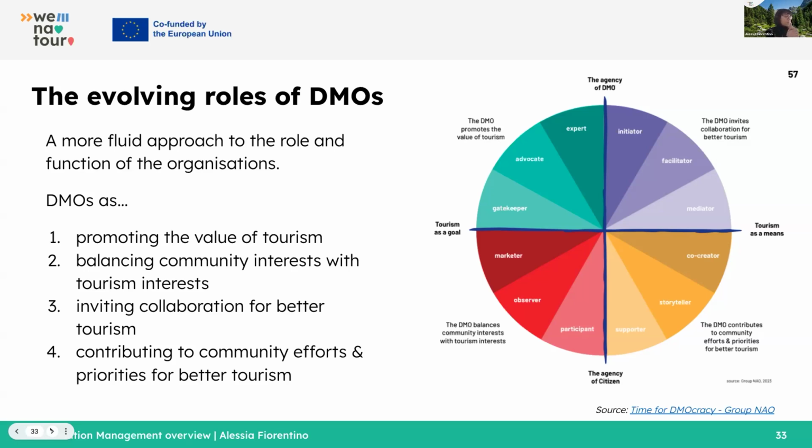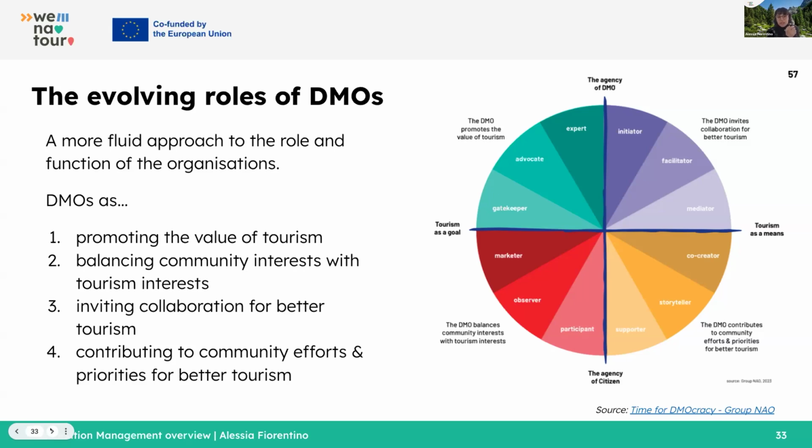Then DMOs should balance community interests with the tourism interests. Not an easy task. Good luck, DMOs. Then they should invite collaboration for better tourism. So conflicts may arise, different methods may be used. And then they should contribute to community efforts and priorities for better tourism.